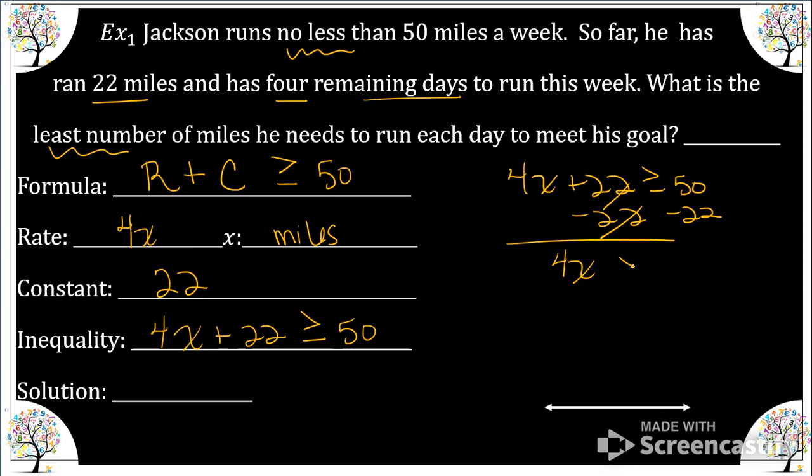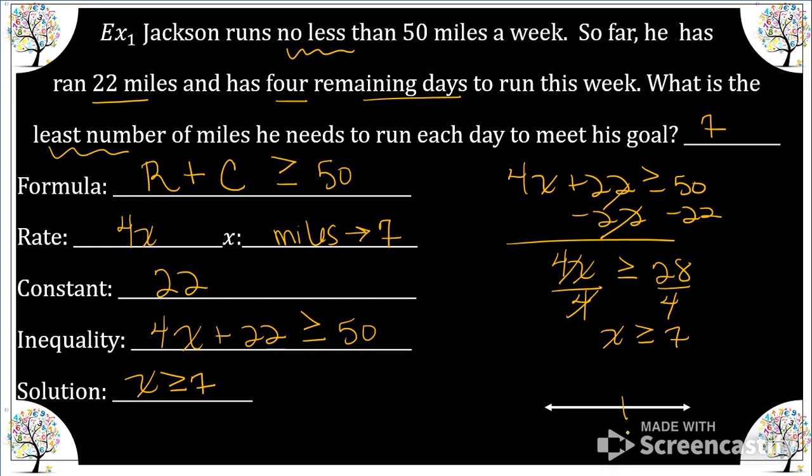Isolating the variable, undo multiplication by division, and he needs to run 7 miles each remaining day in order to meet the goal. So we're going to write that as x is greater or equal to 7, and now let's graph the solution. So 7 is included as part of the solution. So as long as he runs 7 or more miles for the next remaining days, each day, he will meet his goal.